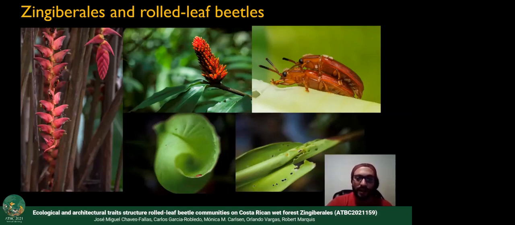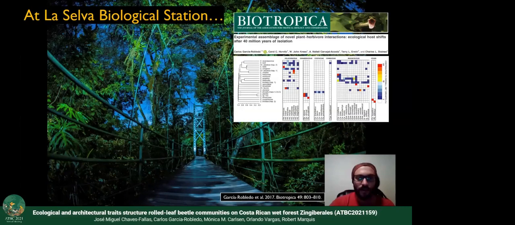At La Selva Biological Station in Costa Rica, this plant-herbivore system consists of 33 species of Zingiberales and 20 species of beetles belonging to two genera in the family Chrysomelidae. At La Selva, thanks to previous work from Garcia-Robledo and collaborators, we know which specific beetle species feed on each host plant, and we know the relative contribution of each host plant to each beetle species' diet.